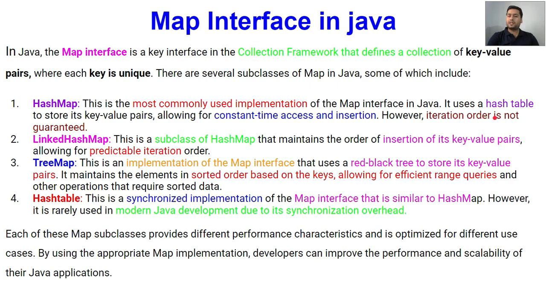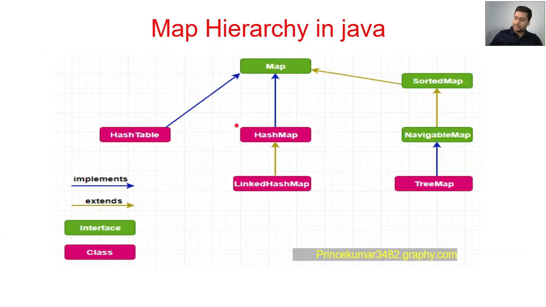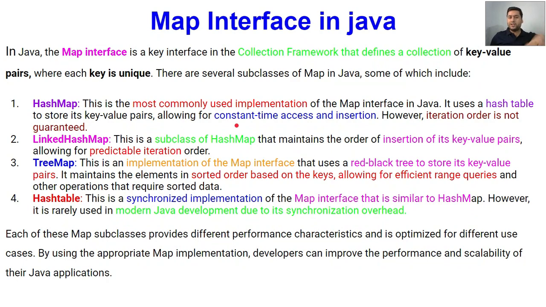It uses a hash table to store its key value pairs, allowing for constant time access and insertion. Constant time access means whatever value you are trying to store inside the HashMap, it will take constant time, for deletions also and insertion also. However, iteration order is not guaranteed. Iteration order is not guaranteed. It means that if you store some data, in the end they will not give you a guarantee to store your data in insertion order.